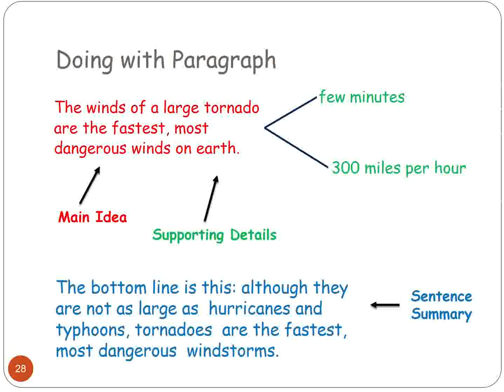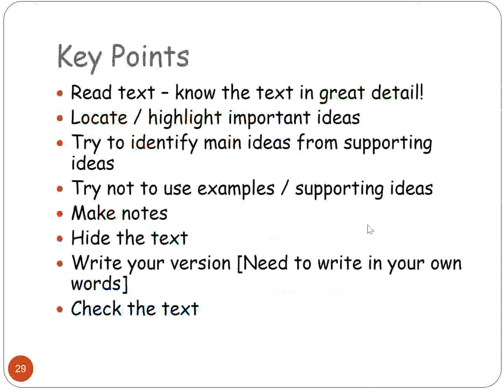The bottom line is this: although they are not as large as hurricanes and typhoons, tornadoes are the fastest, most dangerous windstorms. Okay, so we are done with one essay, small essay that we have summarized and converted into a summary. We have filtered all the details and just noted down important information and we have written one summary. So for writing a summary, you have to look for these key points.